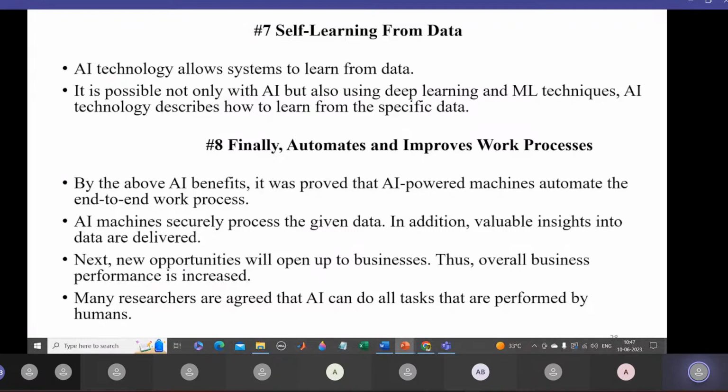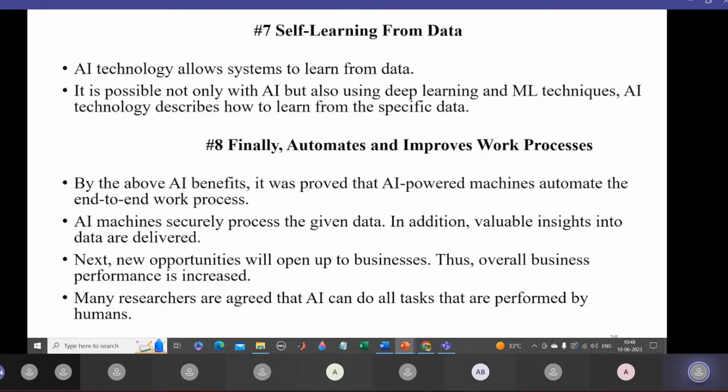So don't ever think that just because you are learning only MCA, you cannot go for a data science or data related job. It's not that. With the data, the techniques that we are going to use, that's it. And then finally, it automates and improves the work process.